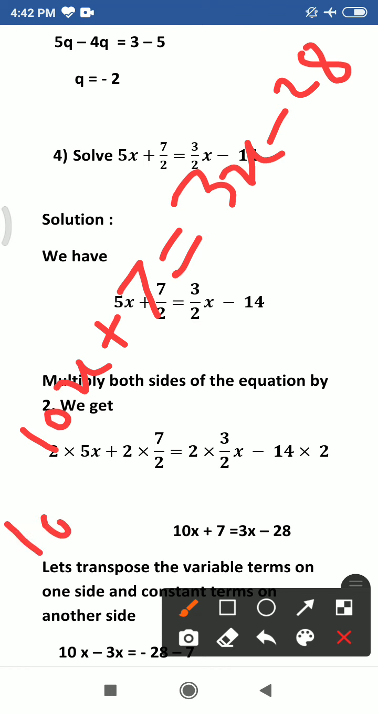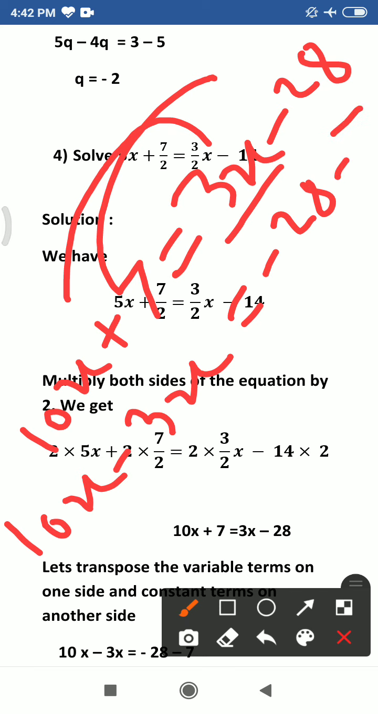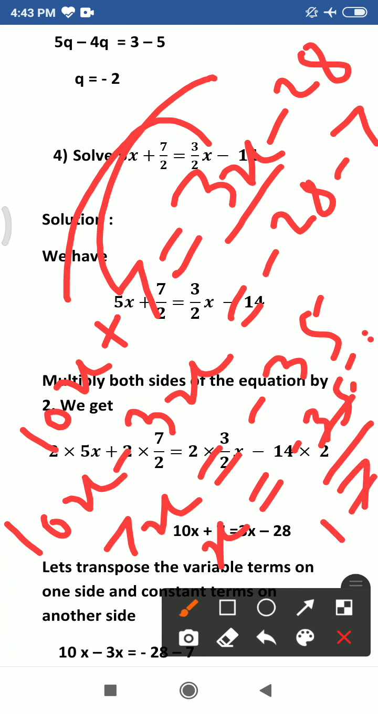So I will do 10x minus 3x. It was in addition so it will become subtraction, and minus 28 is already there when the 3x has left. So this 7 will go to this side and become minus 7. So we will get 10x minus 3x equal to 7x is equal to minus 28 minus 7, we will get minus 35. So x equals minus 35 divided by 7. 7 fives are 35. So x equals minus 5 is the answer.